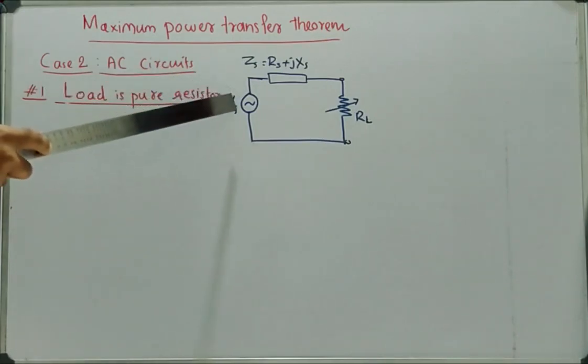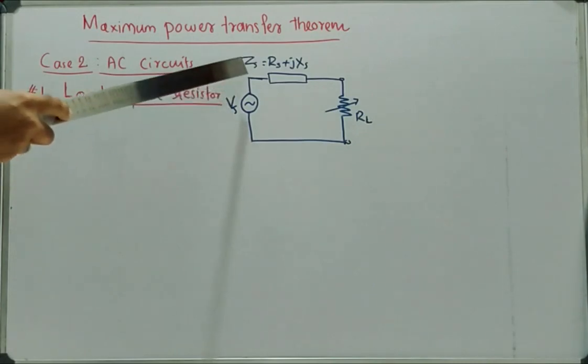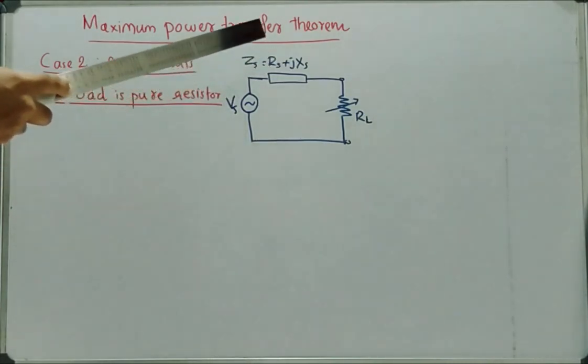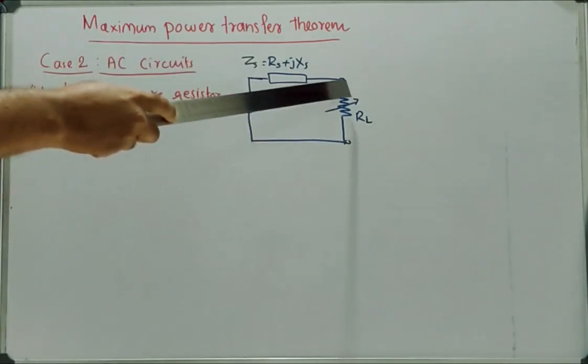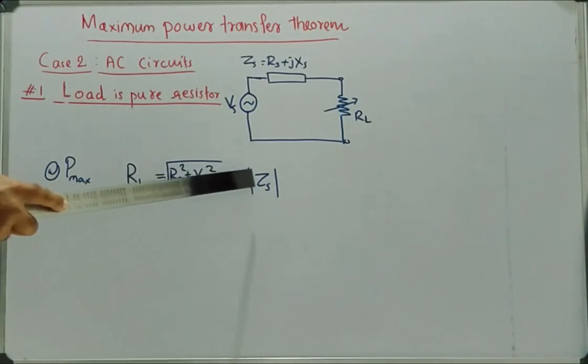For that, let's consider an AC voltage source Vs having the source impedance Zs equal to Rs plus jXs, supplying power to a pure load resistance RL. According to the maximum power transfer theorem, power in RL is maximum when RL is equal to root of Rs square plus Xs square, that is, mod Zs.